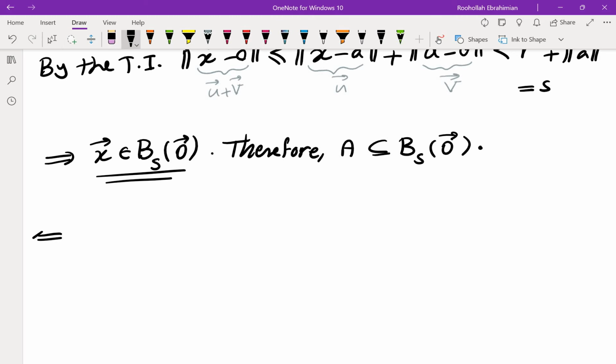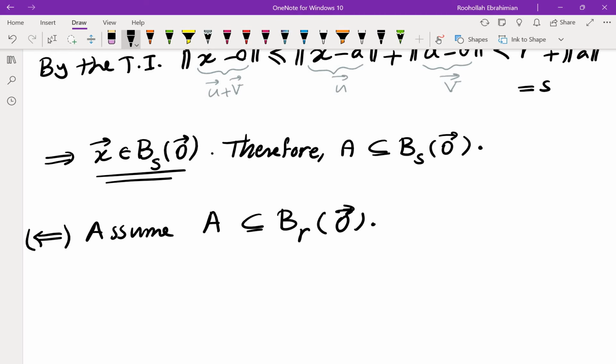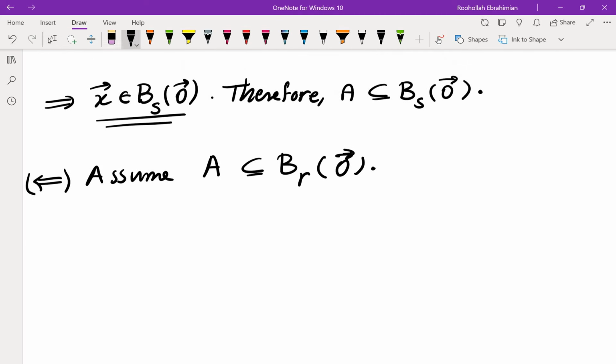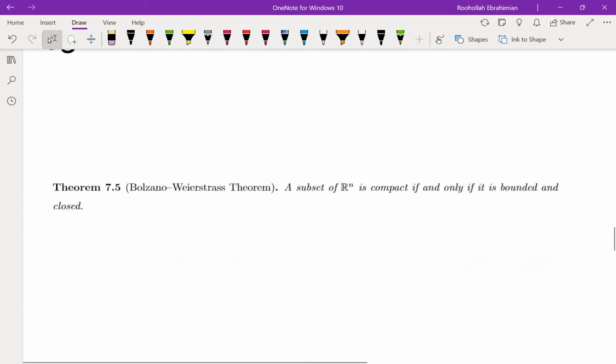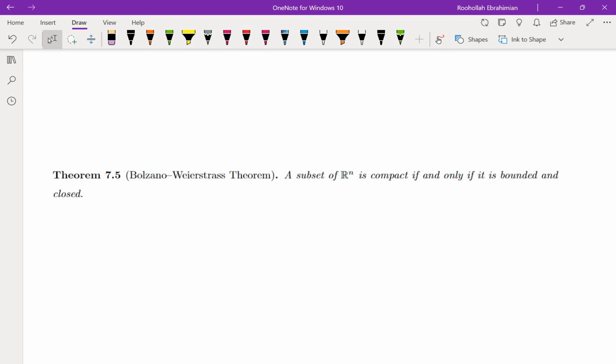Okay, so the second direction is assume that A is inside a ball of some radius centered at the origin. We want to show it's bounded. But that just follows from the definition. So by definition, A is bounded, because it is inside an open ball centered at the origin. Okay, so in other words, we can always assume that the center is the origin. It just sometimes simplifies our work.